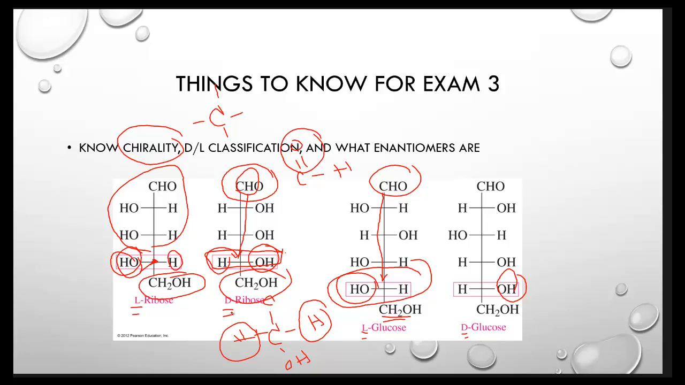Enantiomers are basically what these are called. If you put a mirror in there, you can see that these are reverse of each other. That's what enantiomers are. They're two chiral compounds that are mirror images of one another.